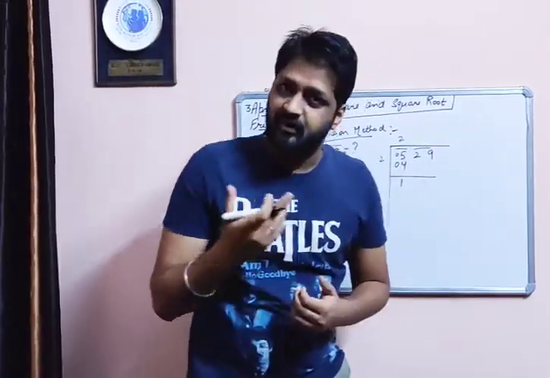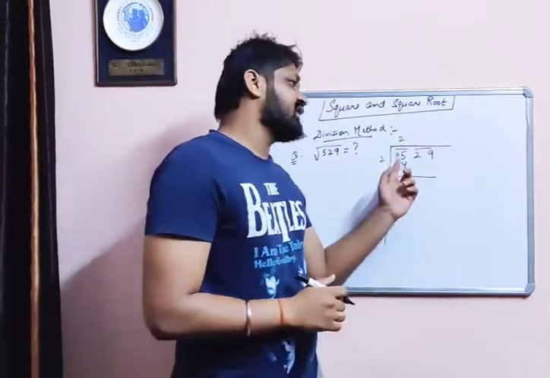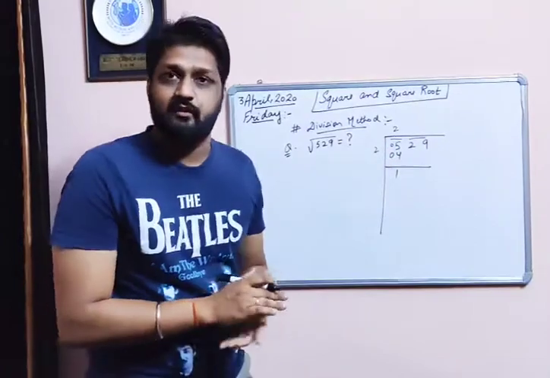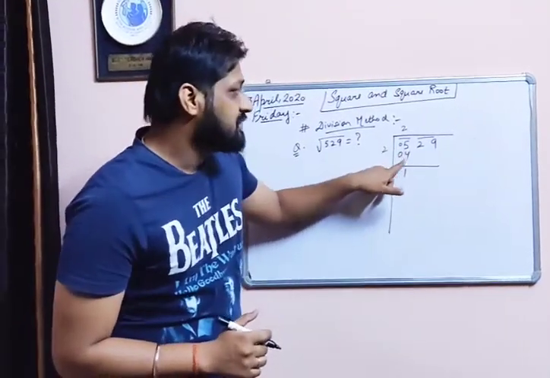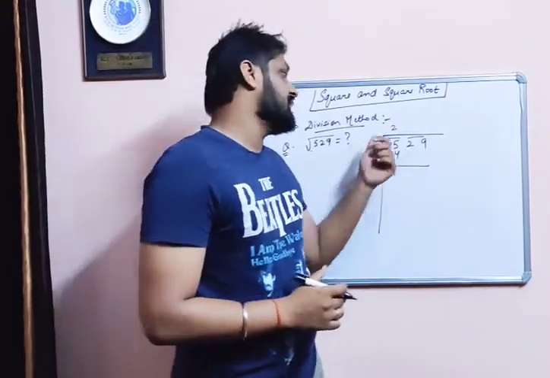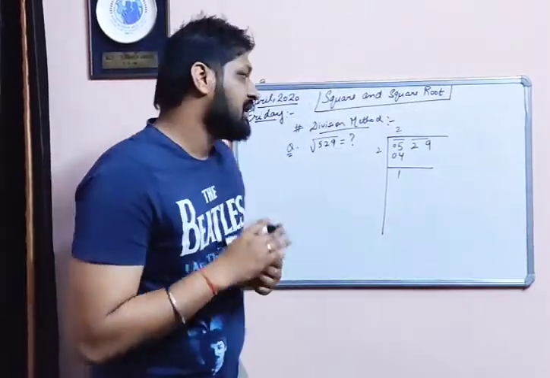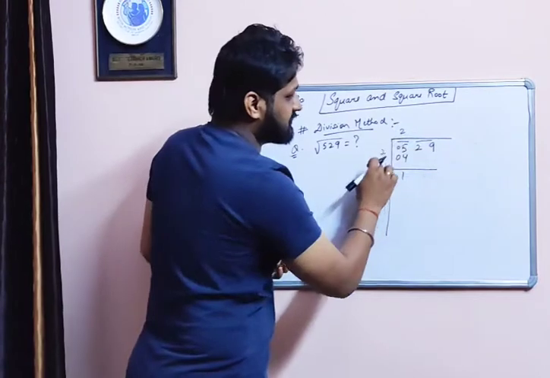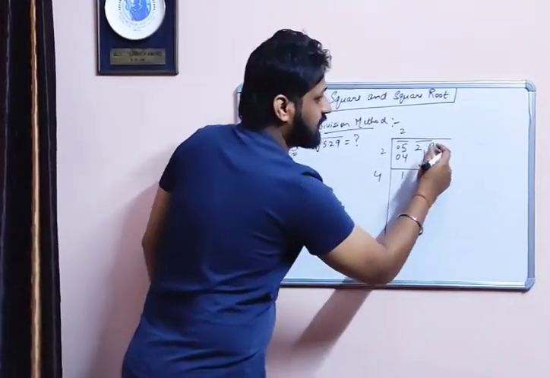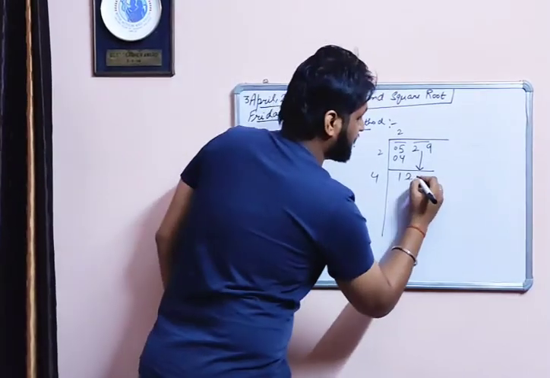First of all, we have to make pairs from the right hand side, and then we have to think of a number whose square is near to this number, or equal to that number. So the square 4 is near to 5. So 2 multiplied by 2 is 4 and the remainder is 1. Now the next step is to add 2 plus 2, which makes 4, and put down the next pair. This is 129.